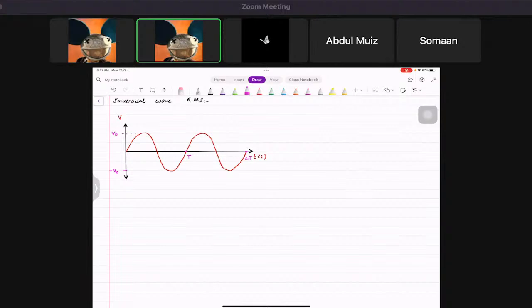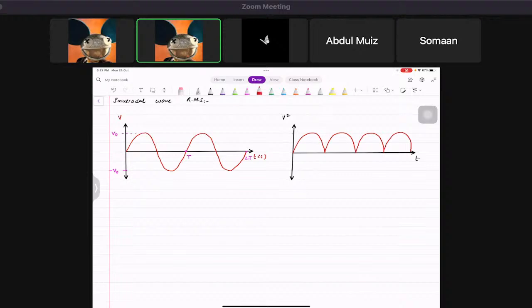What happens is that if you want to find the square of this, and then take the mean, it becomes really difficult because it involves integration, which is not part of our course. We do not do calculus in that kind of depth. So when you square something, like V square versus t, the whole thing becomes like this. The negative portion of the wave comes back on the top, because squaring just removes the negative sign.